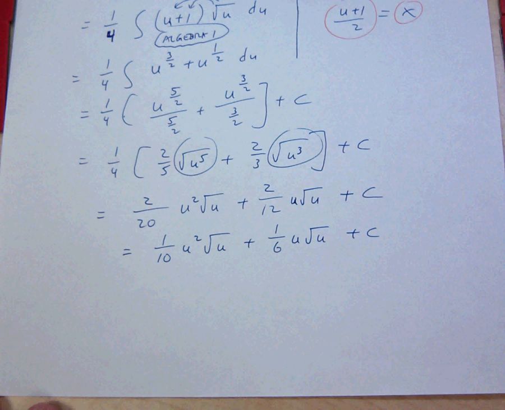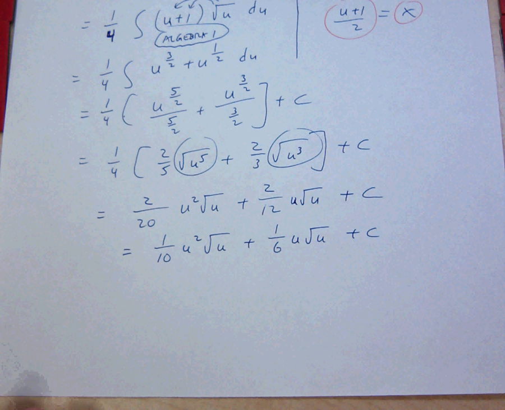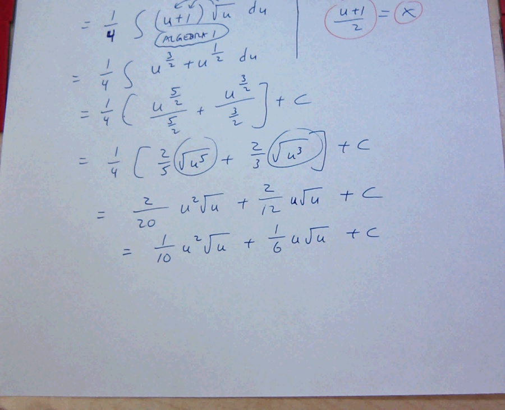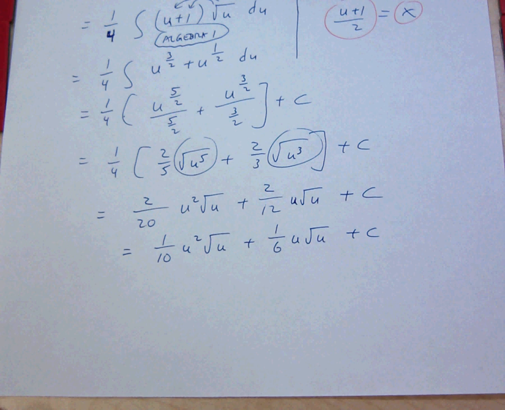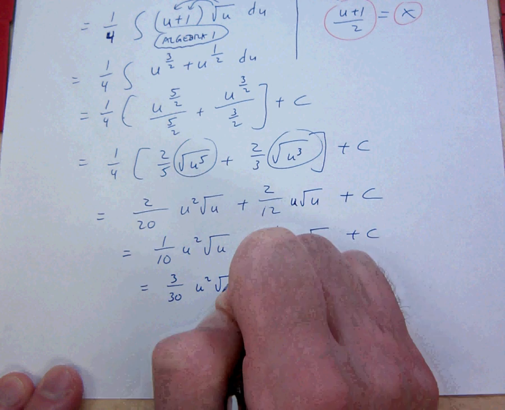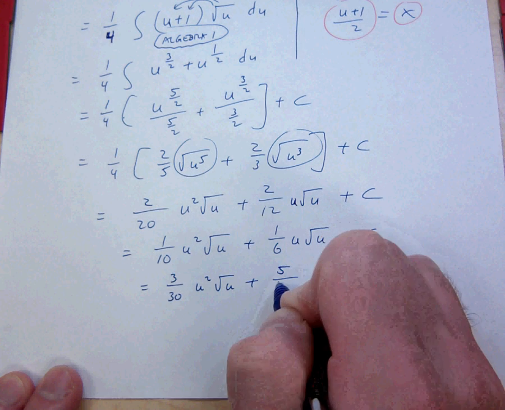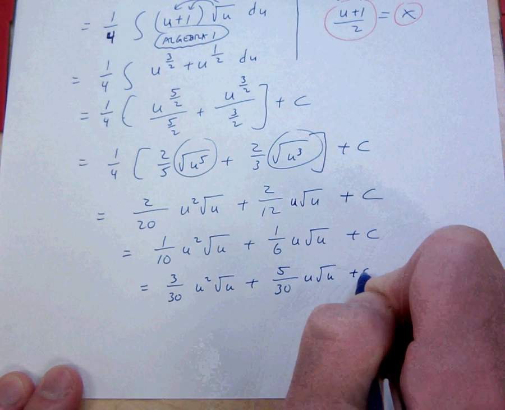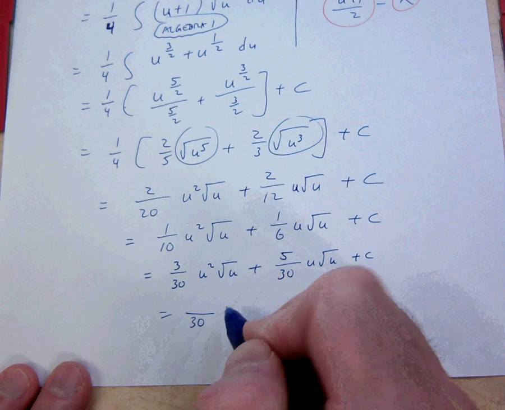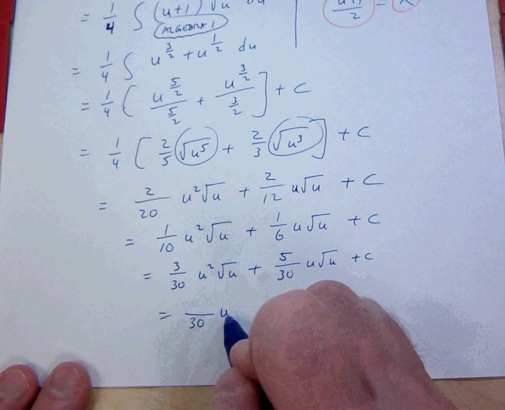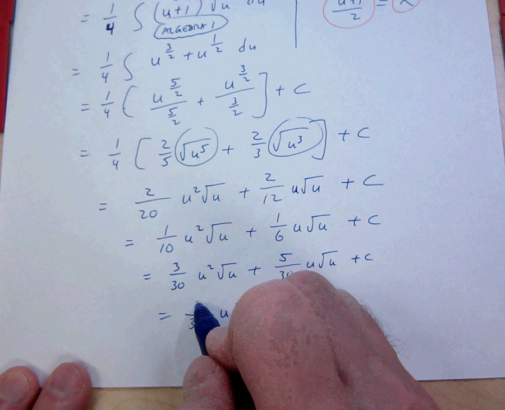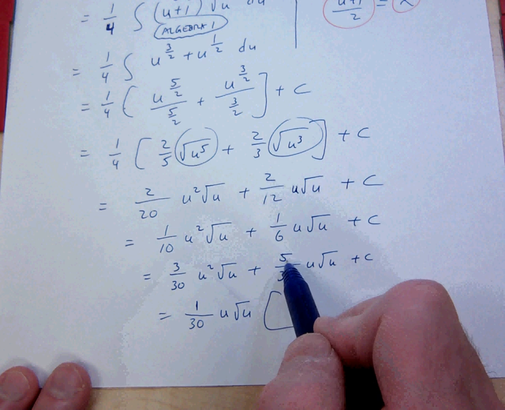What would be the common denominator between 10 and 6? I'm sorry, what would be the least common multiple, I should say? 30. Everybody agree it'd be 30? Okay, so I can make this what? 3/30ths, yes? I can make this what? 5/30ths, yes? Okay. And then what I can do is I can pull out a denominator of 30. What else can I pull out? A u and a what? Square root of u. Can I pull anything out of the 3 and the 5? No.